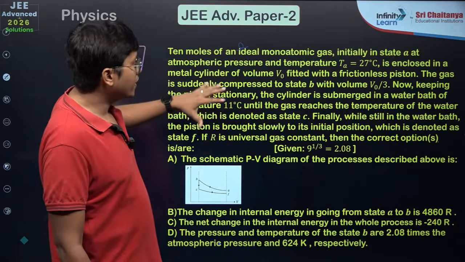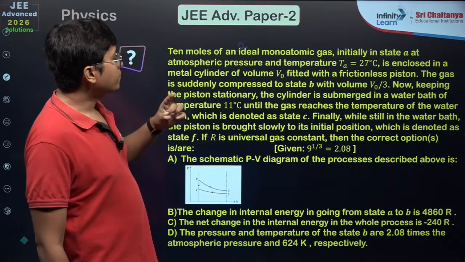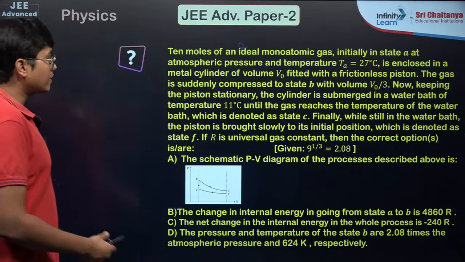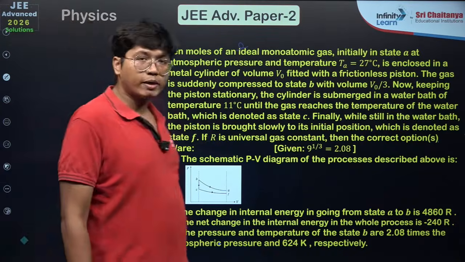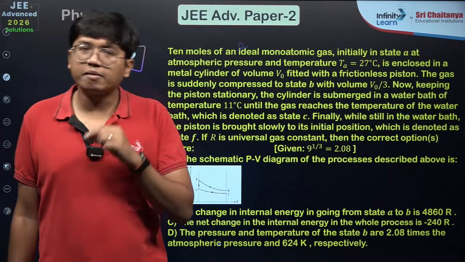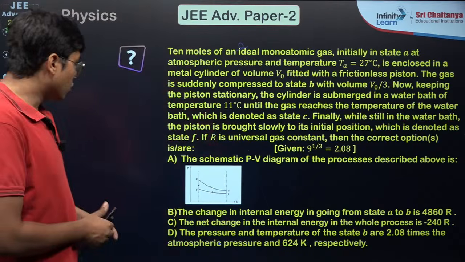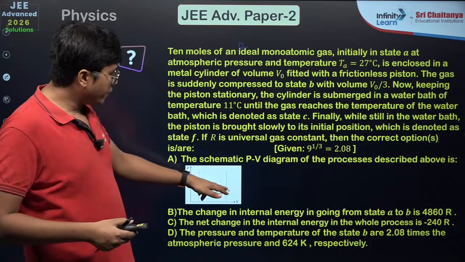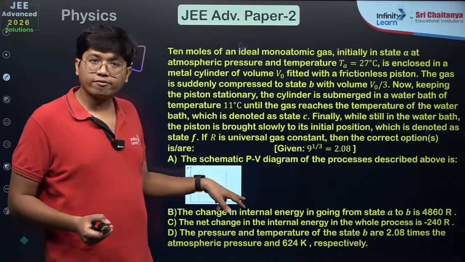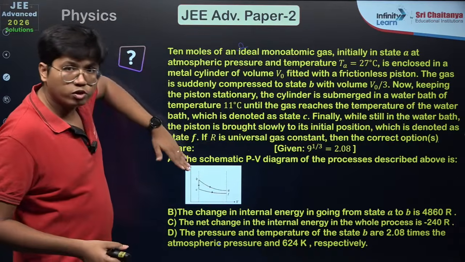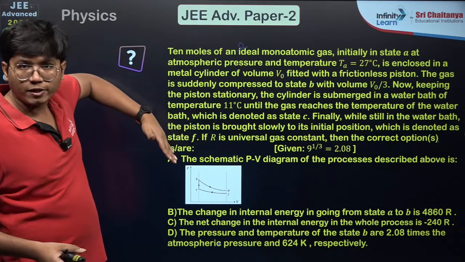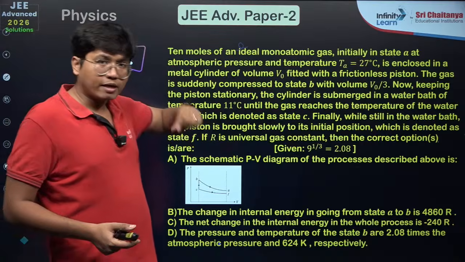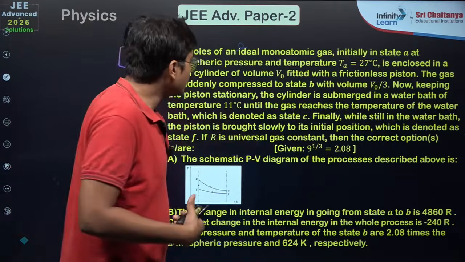So let's look at it. First, what was happening? It was fitted with a frictionless piston. The gas is suddenly compressed to a volume V0 by 3. Suddenly compressed basically means an adiabatic process. So you see there's that curve, and you already see there's a difference between the curve AB and the curve CF. Curve AB has more slope. It's turning sharper, it's becoming steeper. That means it's an adiabatic, so fine, works for us.